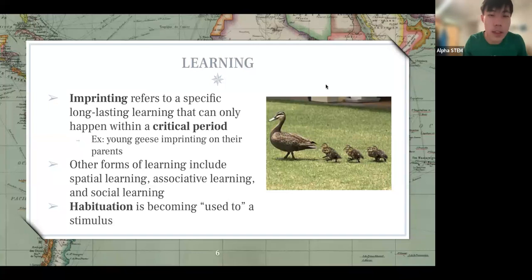So for example, if someone starts vacuuming, at first you'll be very annoyed, but if you have to sit there for a long period of time, eventually you might not even notice the noise anymore. So that's an example of habituation. You get used to a stimulus and then the stimulus affects you less and less.